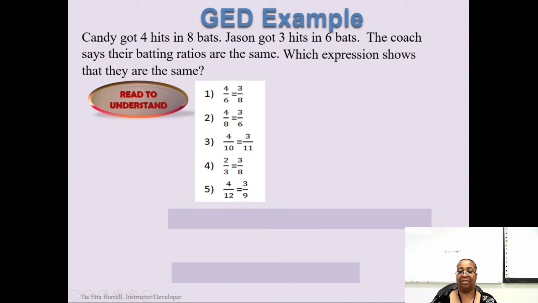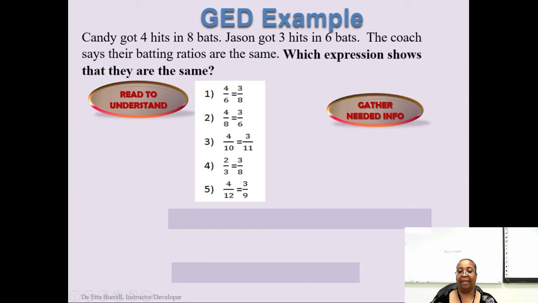We read to understand the question, 4 to 8, 3 to 6. We have to use that strategy of solving word problems. We focus on the question, which expression shows that they are the same. And you can even check this. 8 times 3 is 24, and 6 times 4 is 24. So this is the same. Here you have 18 and 32, so you can really eliminate these by just doing the cross products.